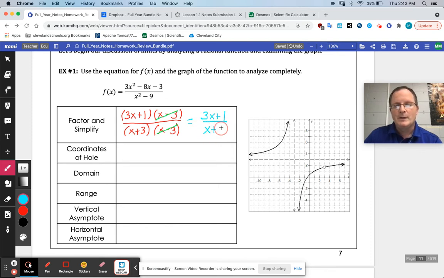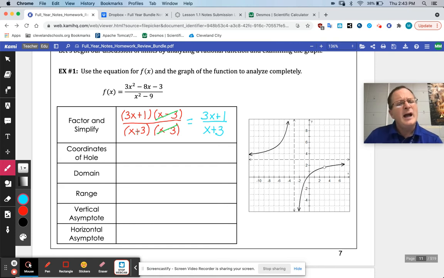So there we go. The cool thing is this does not have the hole in the graph. At x equals 3, this one's perfectly fine. I've got a denominator of 6. I've got a numerator of 10. Let's keep that in mind for just a second. So I've got 10 over 6 as what it would be. But that's not the original function. The original function had a major issue at x equals 3. And that issue, because these two cancel out, is a hole in the graph.